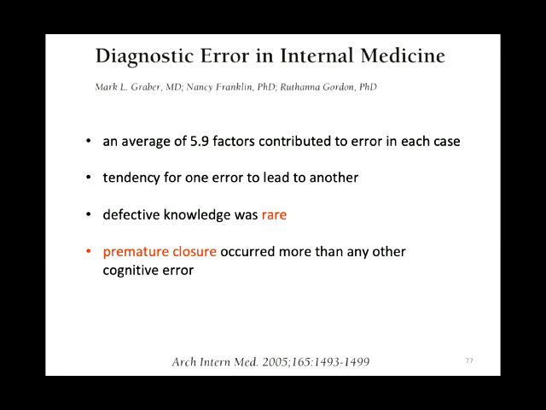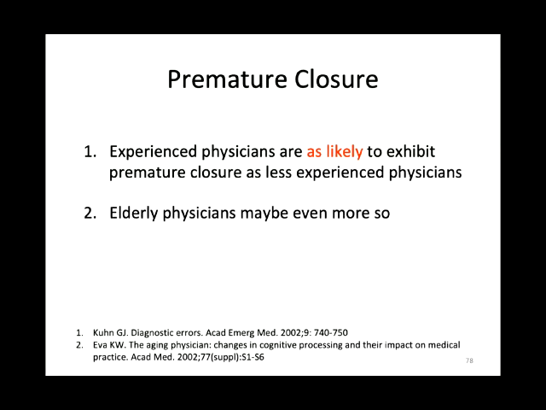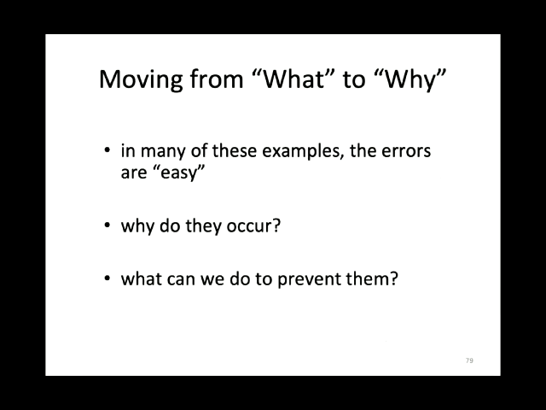So what they concluded is multiple factors or multiple errors contributed to each case. There was a tendency for one error to lead to another. Defective knowledge was not a common cause of error, and premature closure occurred more than any other cognitive error. So premature closure was the most common. And there's data to show that experienced physicians are just as likely to commit a premature closure error as less experienced physicians, and there's also a reference to suggest older physicians might be even more at risk.